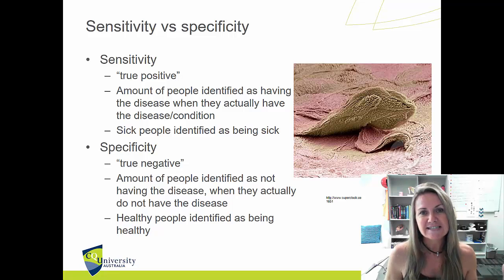So sensitivity, yes, we're great, we've found it, we're awesome sonographers, and we've found that foreign body. Specificity is they've had something but we can't find it, and then later on down the track it's been shown that there wasn't anything there, so that we were accurate and correct in saying that there was no foreign body in that particular patient.